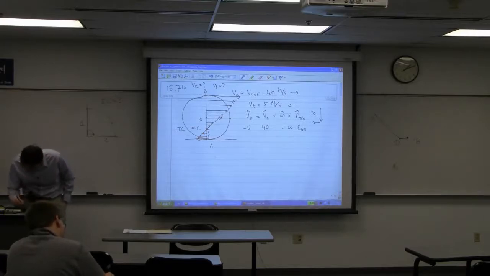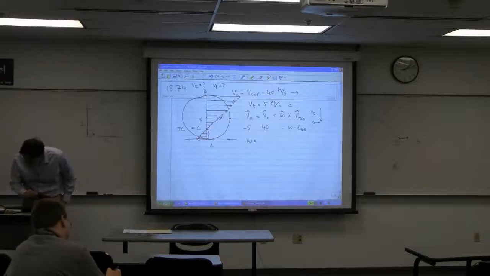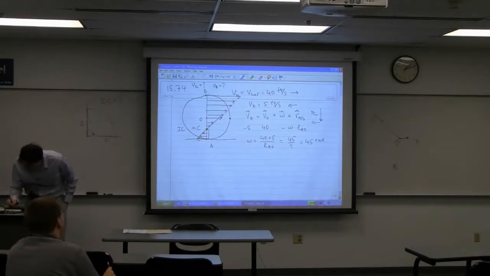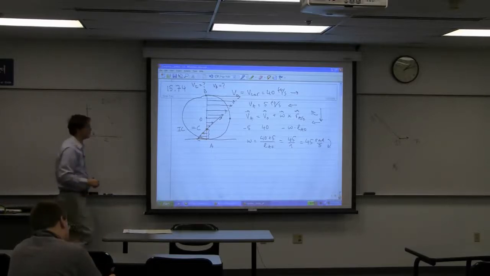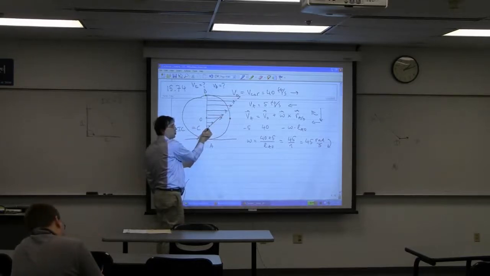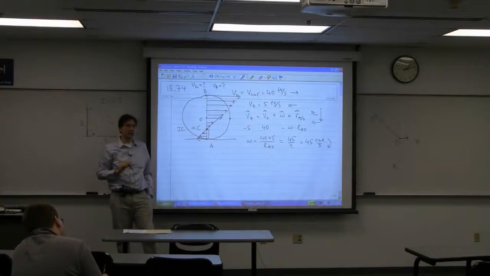Okay. So then from here we can figure out the angular velocity. This is equal to 40 plus 5 divided by the distance from A to O, and this is our radius, which is equal to 1 foot. So this is 45 divided by 1, 45 radians per second, and this is the angular velocity of the wheel. Okay. So we figured out the angular velocity, but we still don't know the location of the instantaneous center.